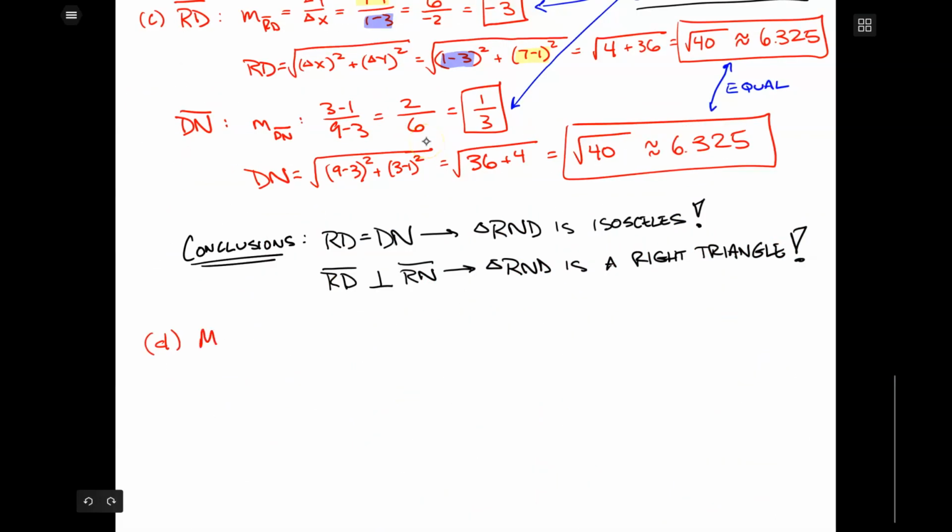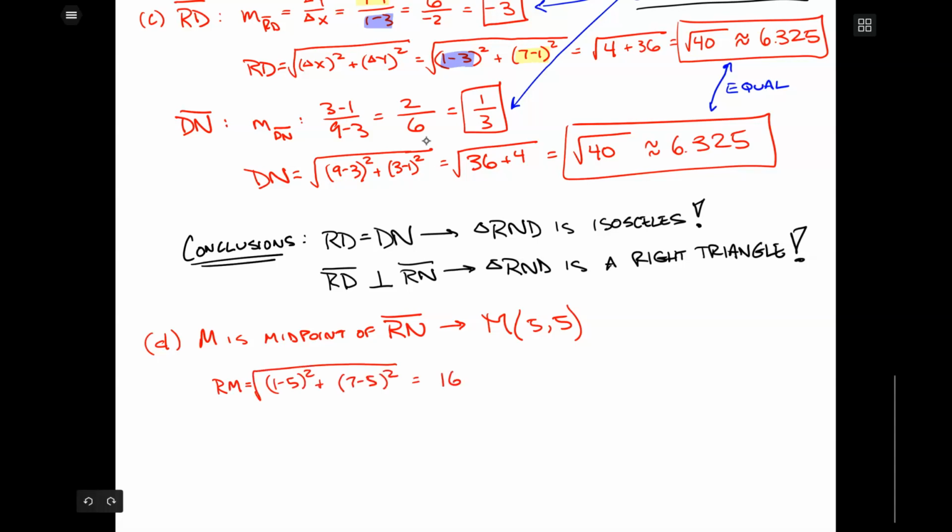First, just to repeat what we did up top, M is the midpoint of segment RN, and we had there 5 comma 5. So now let's find those three lengths. First, RM.